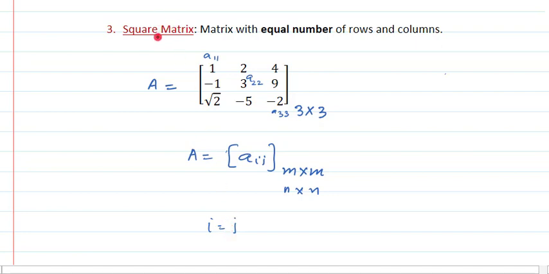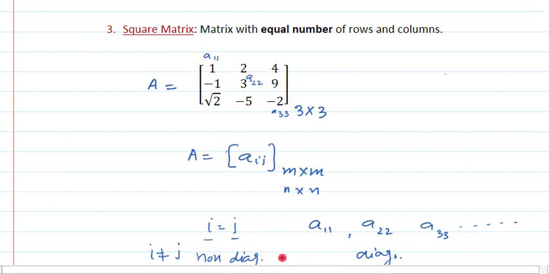This is only for square matrix. So in a square matrix, if we have i equal to j, meaning when element Aij has i equal to j, that is A11, A22, A33 and so on, all these elements are known as diagonal elements. And other elements like A12, A21, A13, A32, meaning all other elements where i is not equal to j, are called non-diagonal elements. So you should also know this property of square matrix.